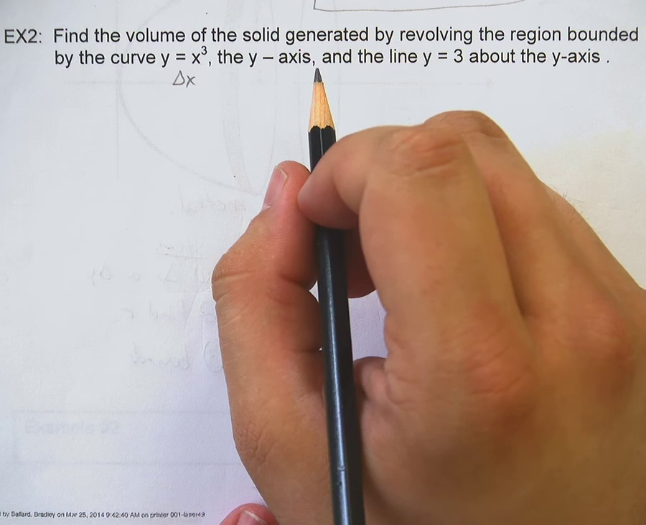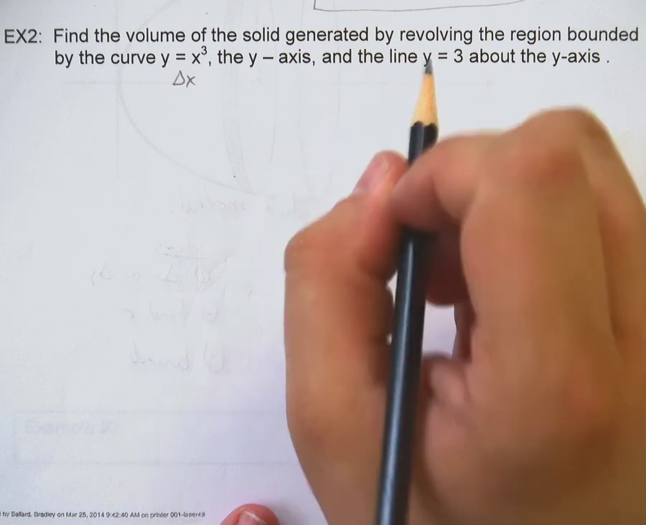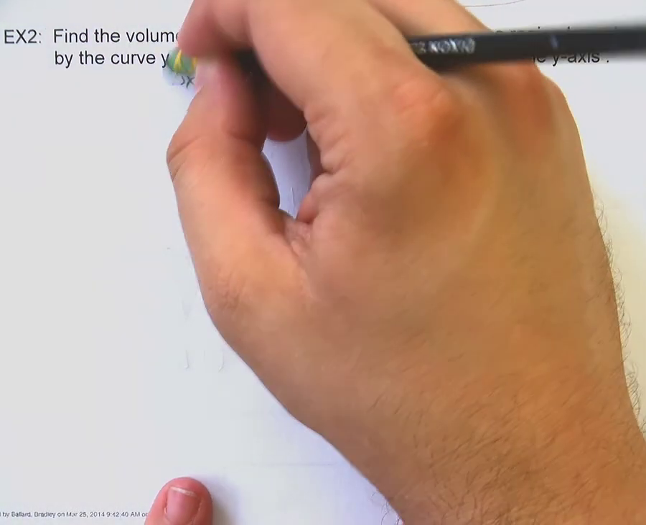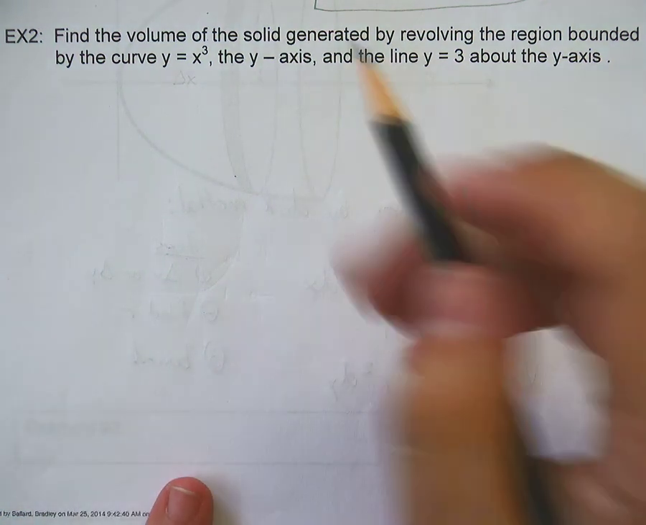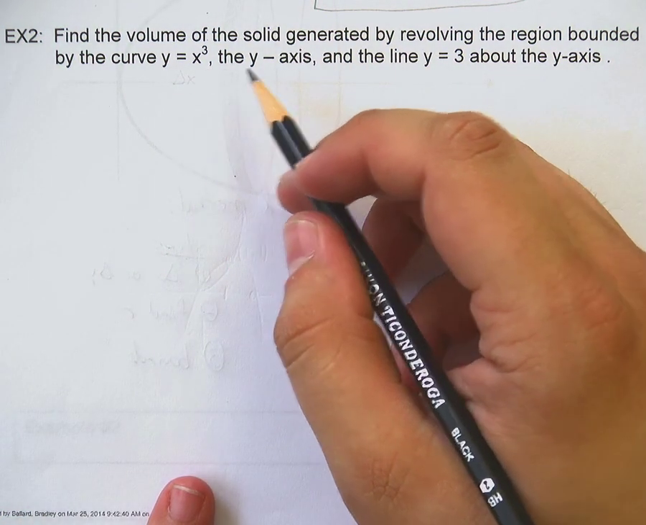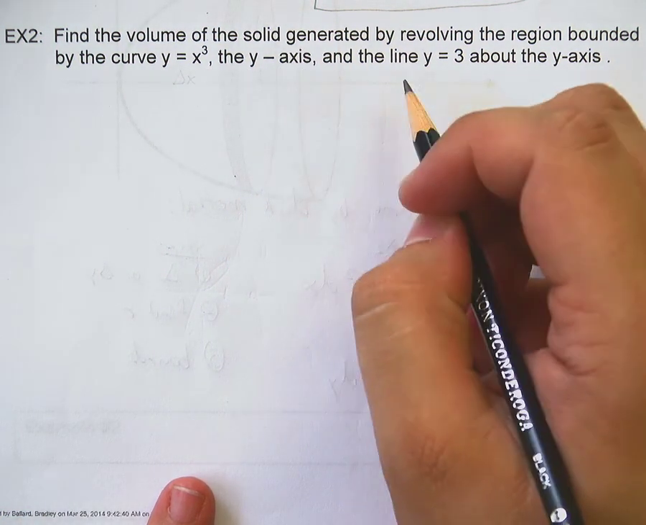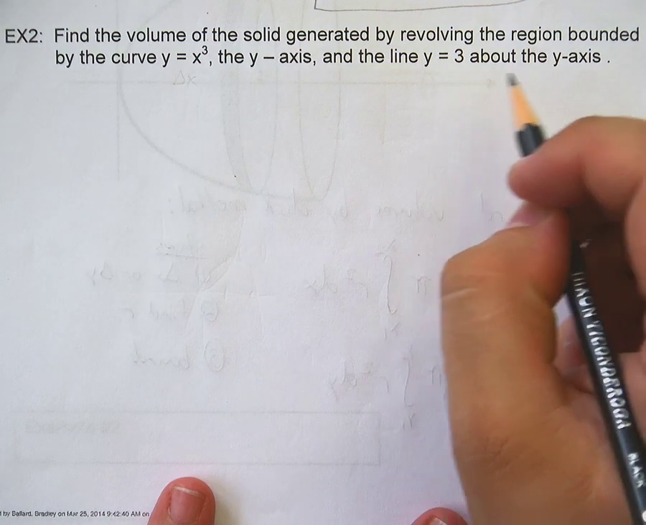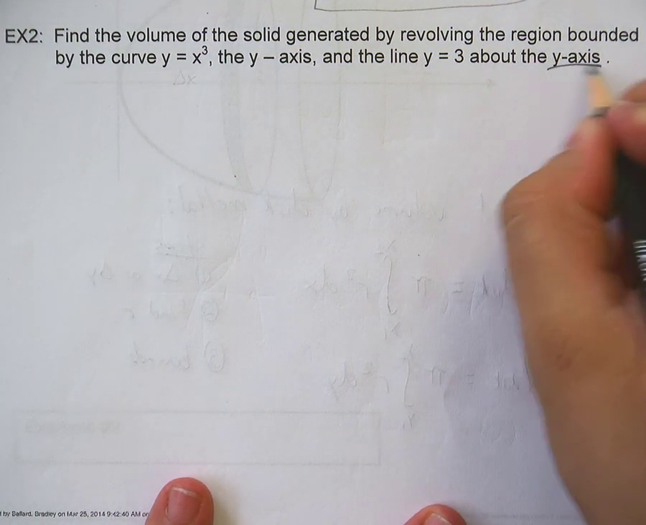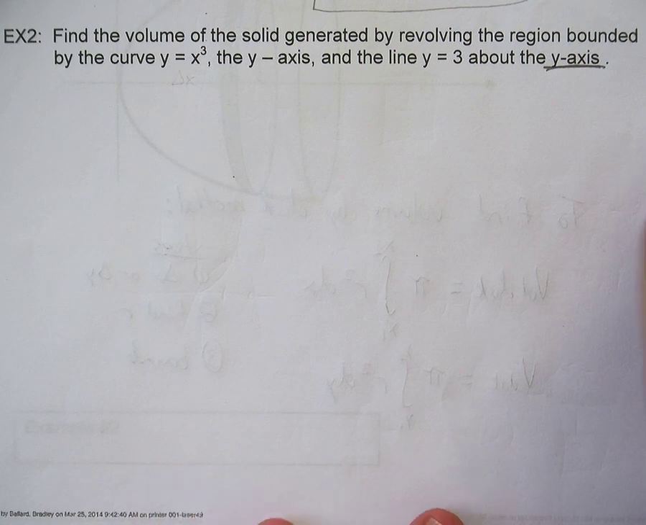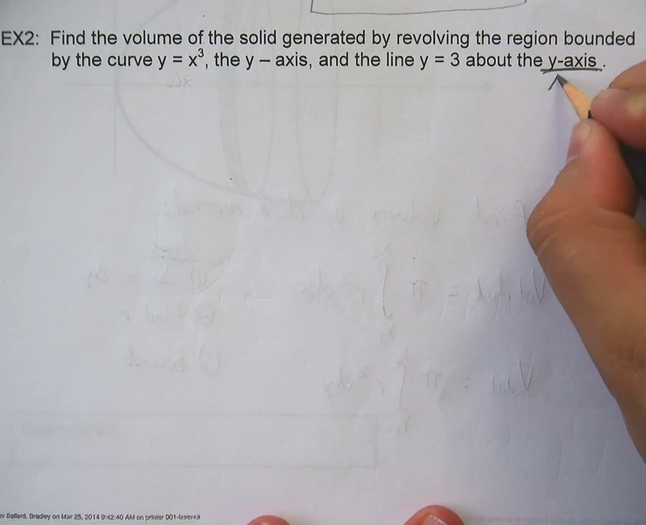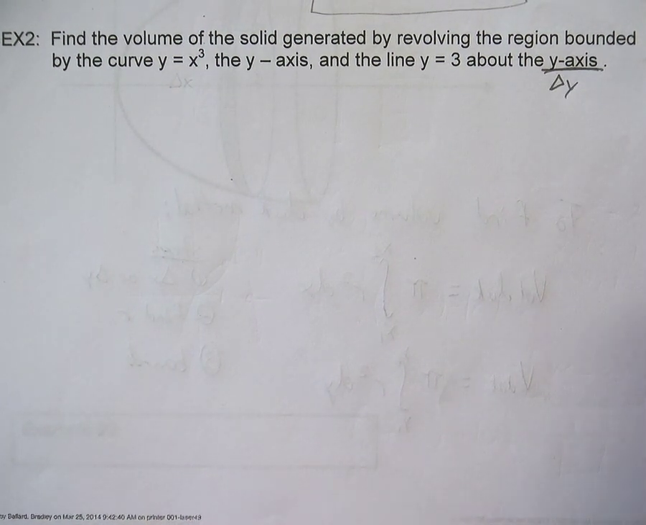The y-axis and y equals, well, maybe not. Let me nix that. Never mind. I should have read a little bit more. Y equals x cubed, the y-axis, and the line y equals 3, about the y-axis. Should have kept reading. We're revolving about the y-axis. That is delta y. My fault.